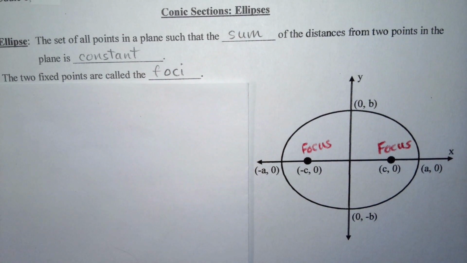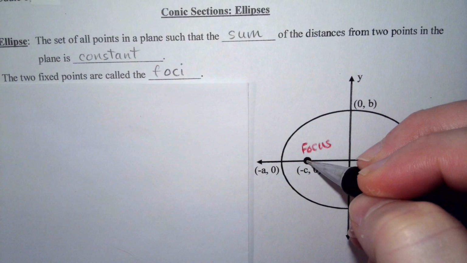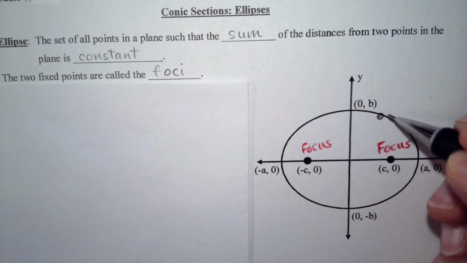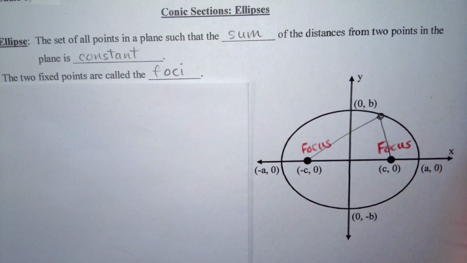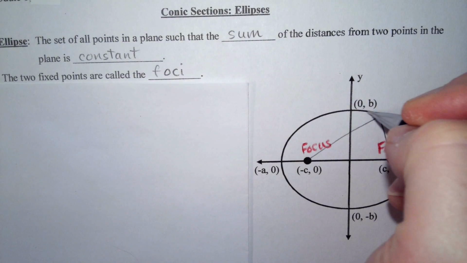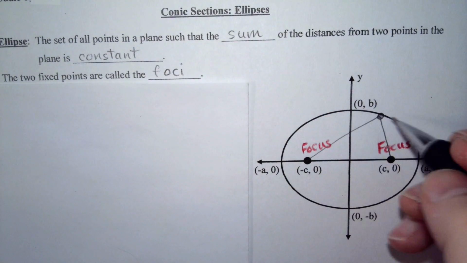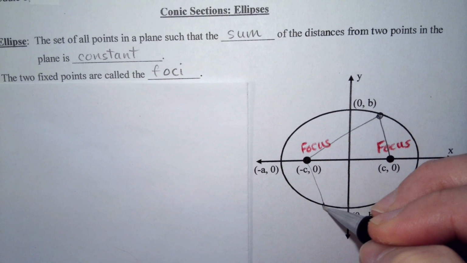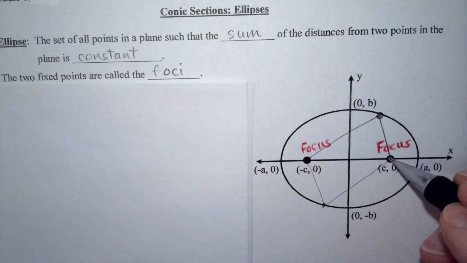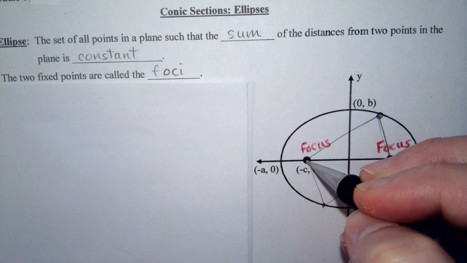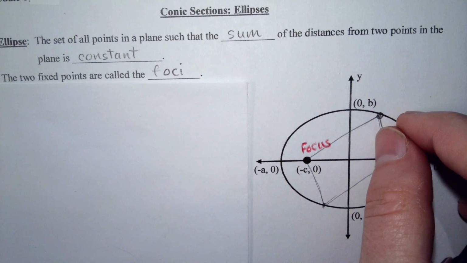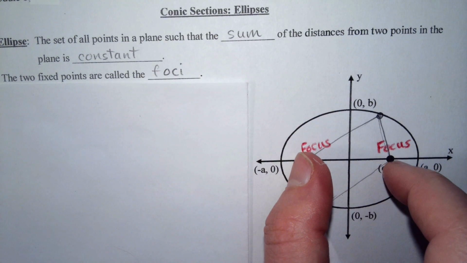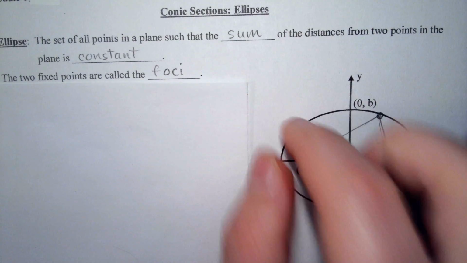Okay. Now that definition talks about having a fixed length. In other words, imagine that you had a string with its endpoints tied at negative c, 0 and c, 0, and you pulled that string tight, you had a little bit of slack, so you can kind of drag it around. As I drag the string around, no matter where I put it, let's say even over right here, the total length from c, 0 to the edge back to the other focus is still going to be the same length. Okay, and that's what's going to give the ellipse its shape. These 2 foci and that fixed string length will make that oblong shape.